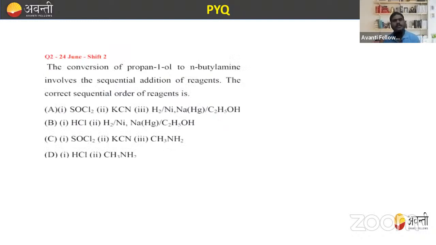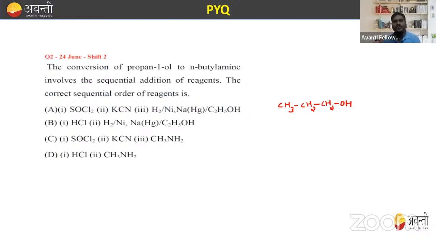The next question is the conversion of propan-1-ol to n-butylamine, right? The conversion of propan-1-ol to n-butylamine involves sequential addition of reagents. The correct sequential order of reagents is what you want to find. Propan-1-ol is CH3, CH2, CH2, and OH.